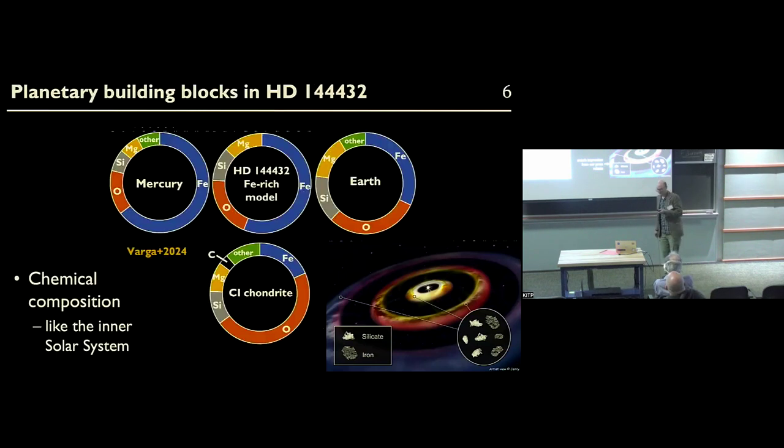And why is that interesting? It can be very related to the solar system. If we infer the elemental composition of the dust around this star and compare it to the solar system inner planets, Mercury and Earth, we see that this composition is an in-between case between that of Mercury and Earth.